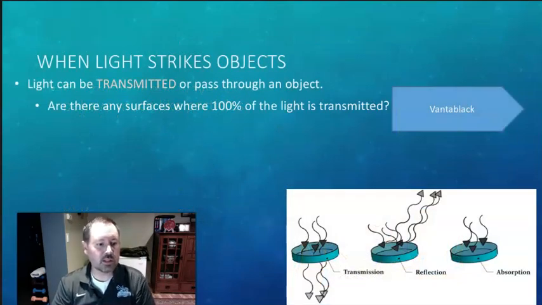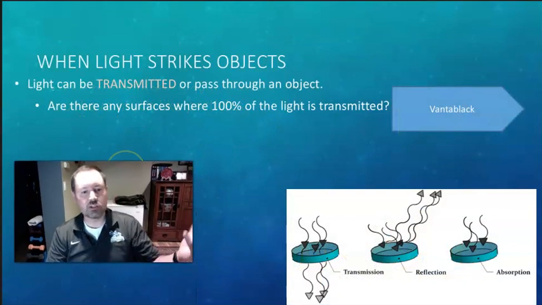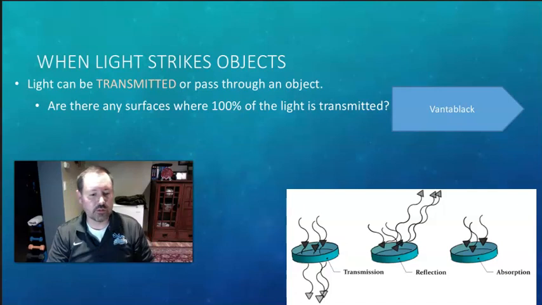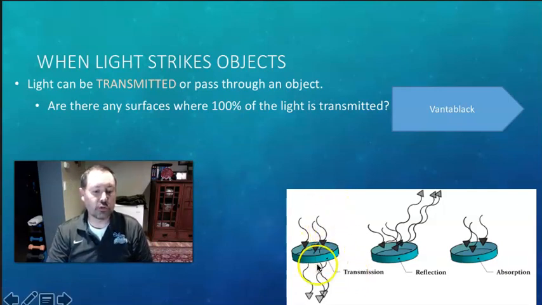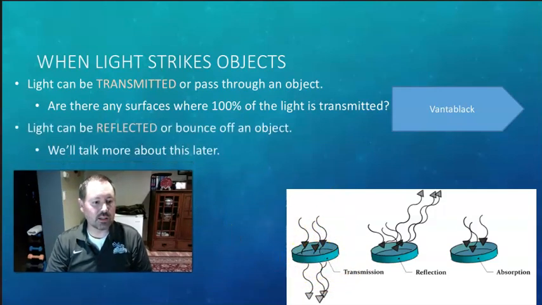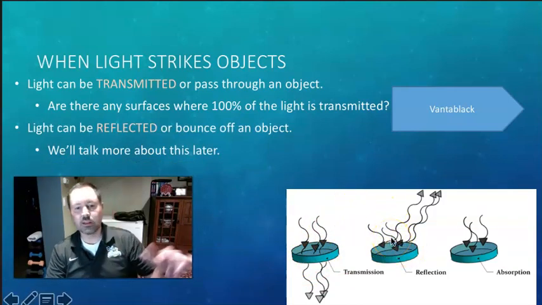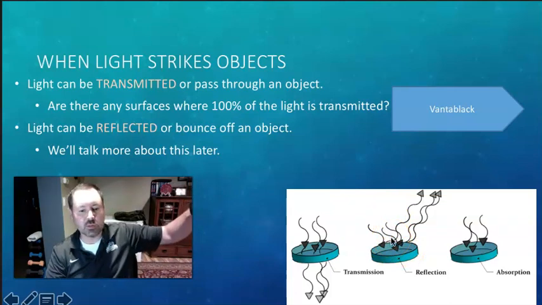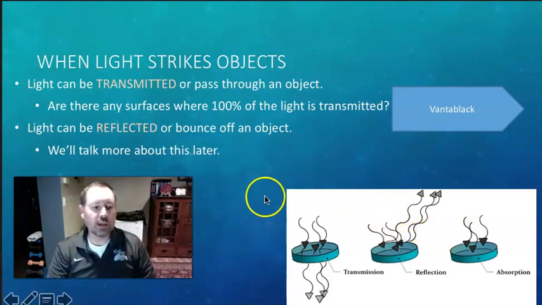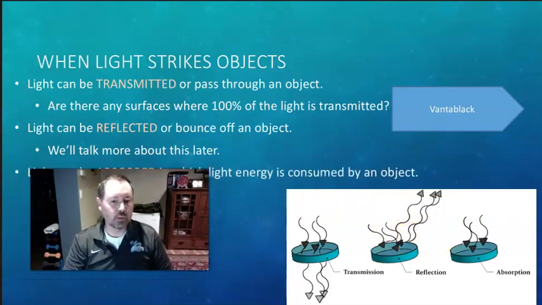Okay, so let's talk about what happens when light strikes an object. When light strikes an object, it can do one of three things. Light can go through that object, so that means transmitted. You can see that in the picture right here. Light can be transmitted. Light can be reflected from the object or bounced off. All right, we know what reflection is. That's from previous lessons. Or light can be absorbed, right?